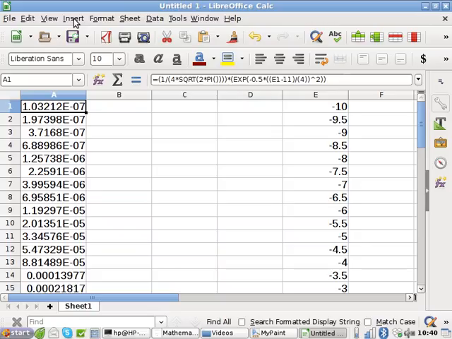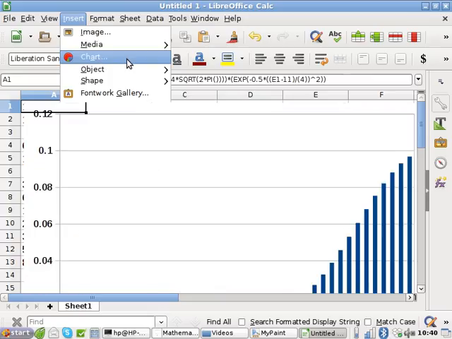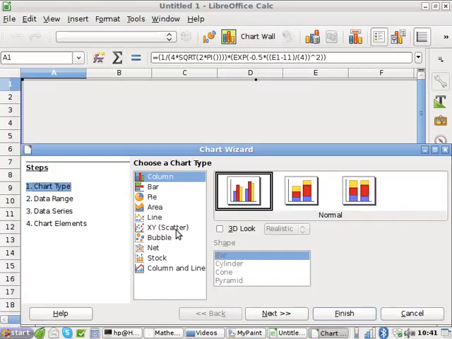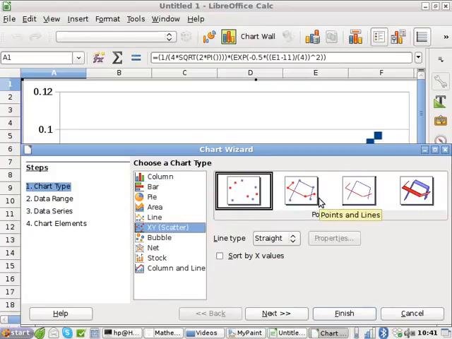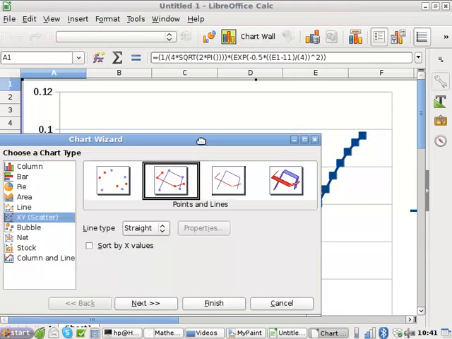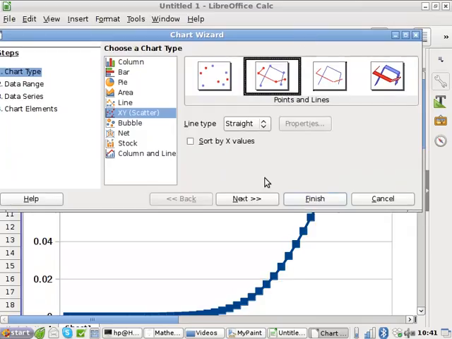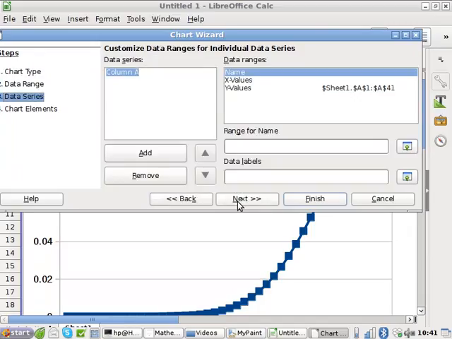So let's make the graph. Insert chart. What type of graph do we want here? Scatter, good. So scatter with the lines. You can kind of see it there. I only have half of the graph, I didn't go far enough, I guess. Next. Can I pick smooth lines? Lines, points. Next.